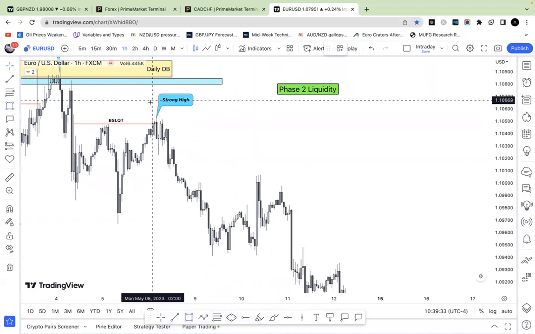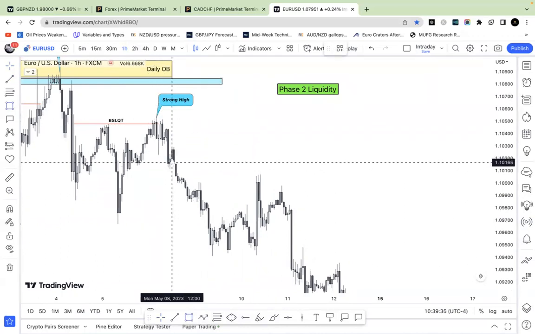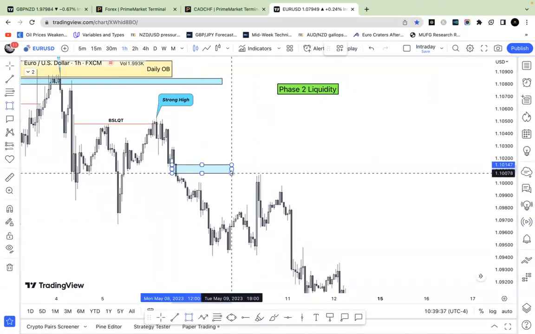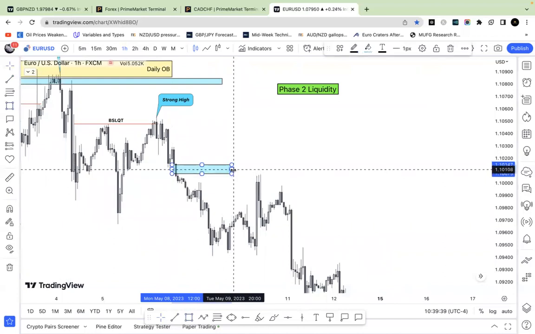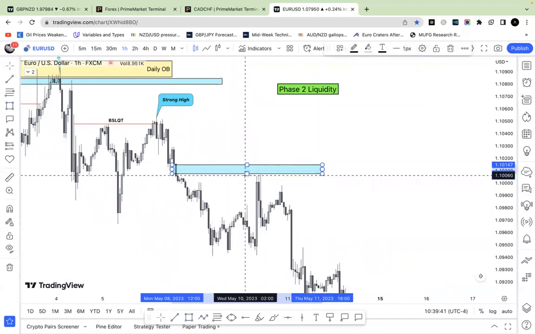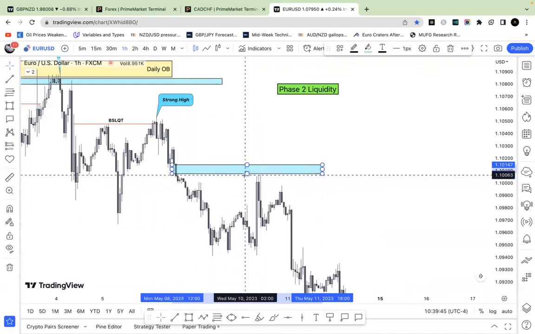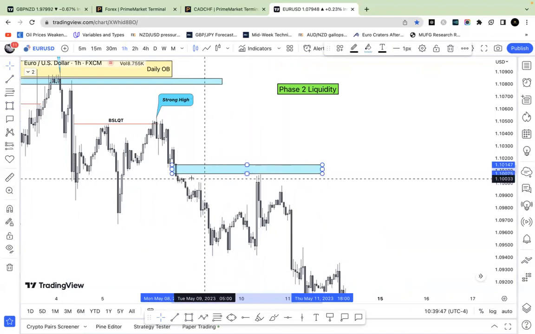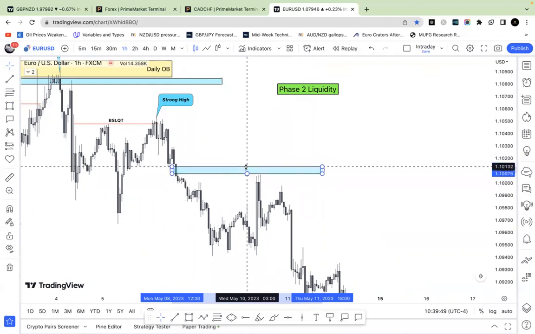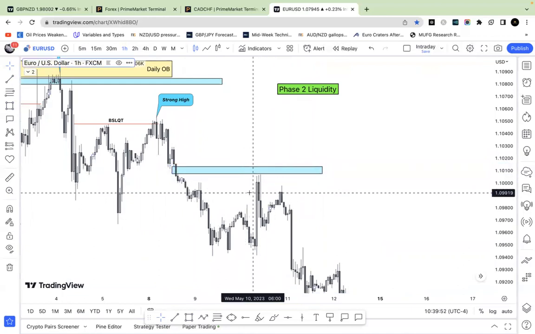Still not worried about anything up here, you know what I mean? There's only 2 phases of liquidity. So once you have phase 1 done, all there is left is phase 2. Ooh, spicy. So it took out this high, but it didn't quite reach this imbalance here, to be honest. Felt very short of it.